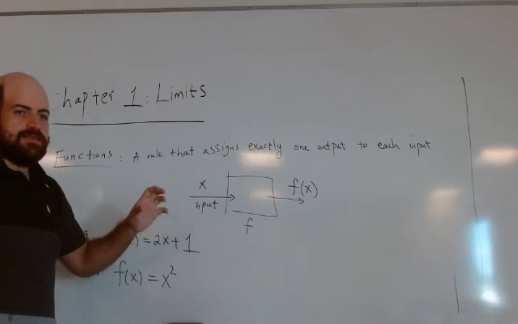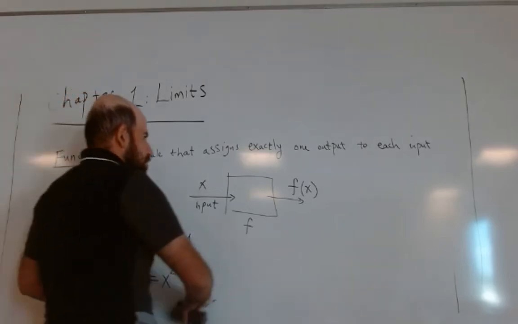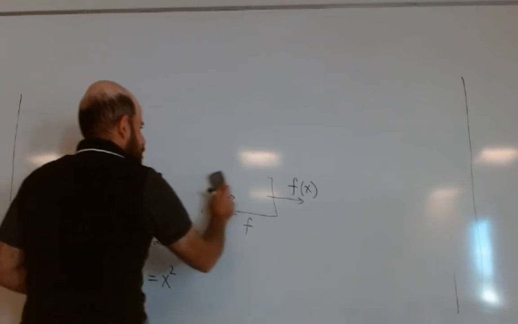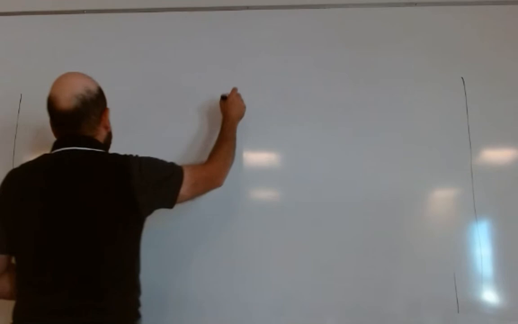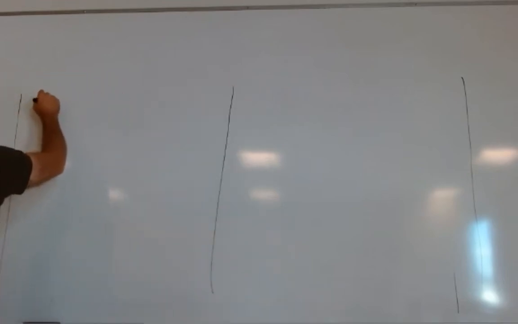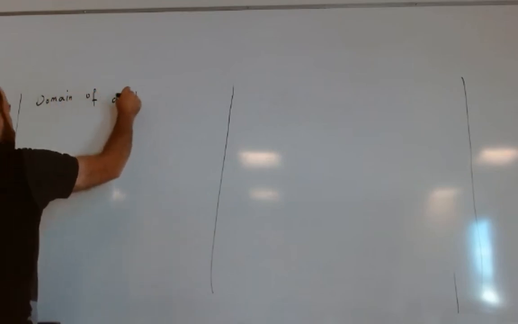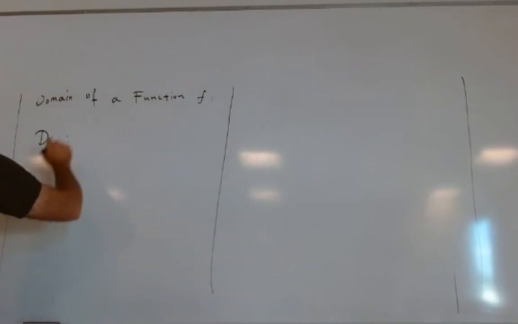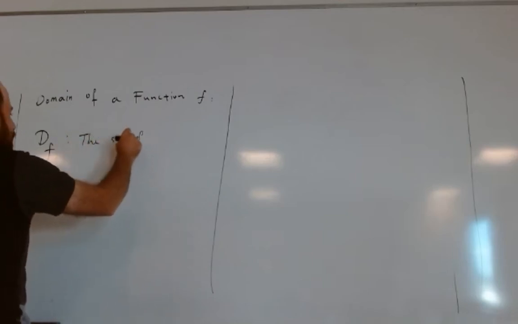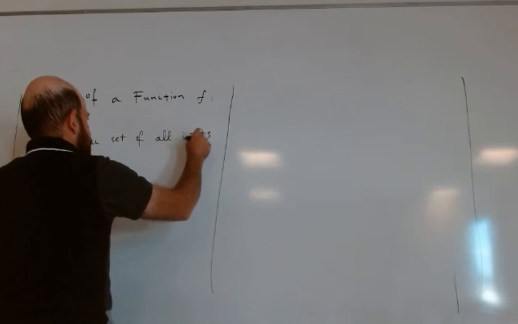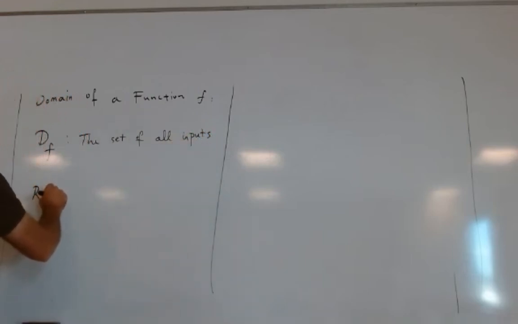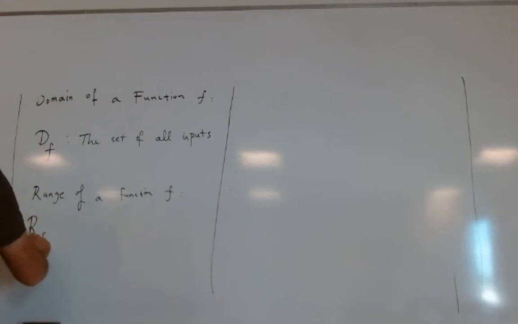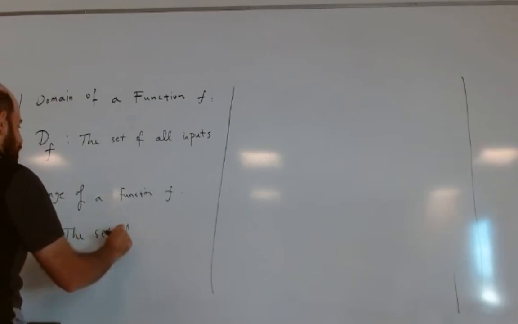And then you know that each function has a domain and range. So what was domain and range? Divide this into 2 parts. So the domain of a function, let's say F, the notation is normally D_F, and it's the set of all inputs. And the range of a function F, normally the notation is R_F. This is the set of all outputs.